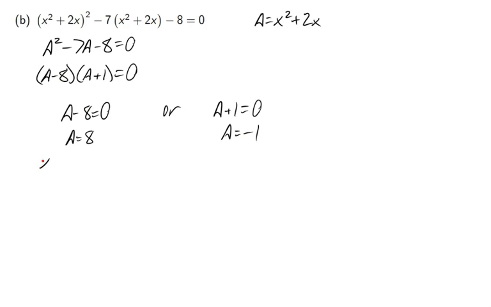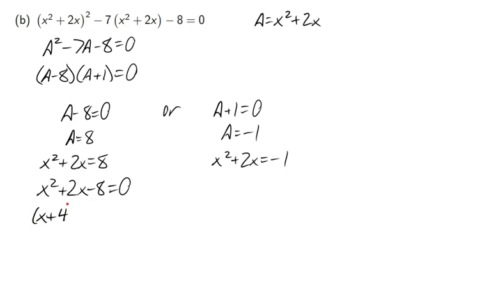Let's plug it back in. X squared plus 2x equals 8. X squared plus 2x equals negative 1. We got two quadratic equations to solve. That's fine, let's get them both equal to 0. I'll just treat it one equation at a time. So this one I can factor to be x plus 4 times x minus 2. Well, if x plus 4 was 0, then x is negative 4. If x minus 2 is 0, then x equals 2. There's part of your answer.